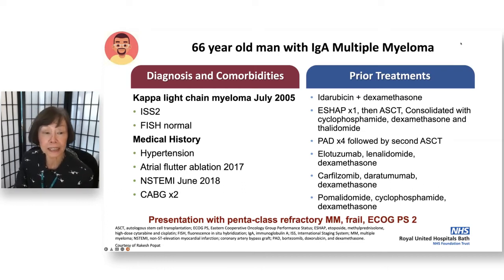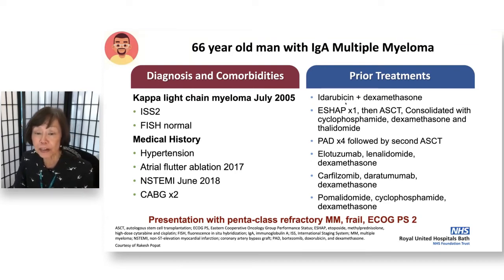My patient was diagnosed with kappa light chain myeloma in July 2005. So this was a long time ago. And at this time, we were doing FISH, but the FISH was normal. Patient had ISS2 disease, but also already at diagnosis had a constellation of comorbidities, hypertension, and had ablation for atrial flutter. This was much later on in 2017. So the cardiac complications came later on in the history, I beg your pardon.